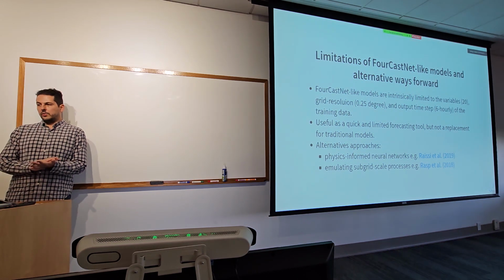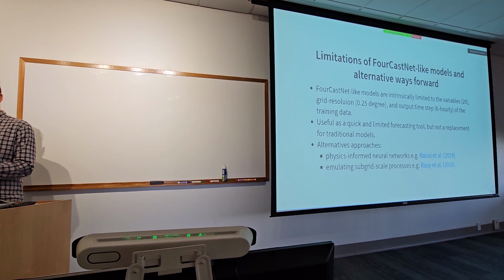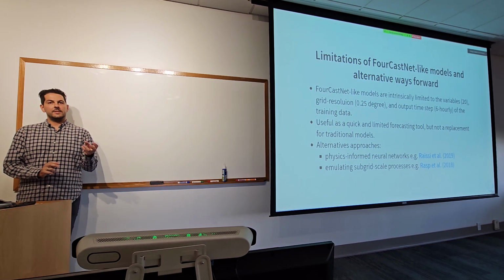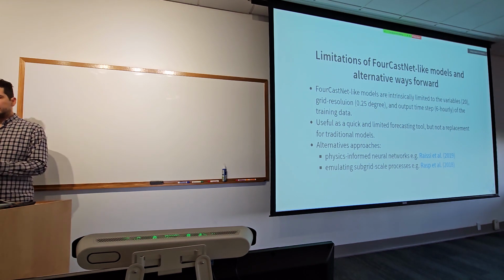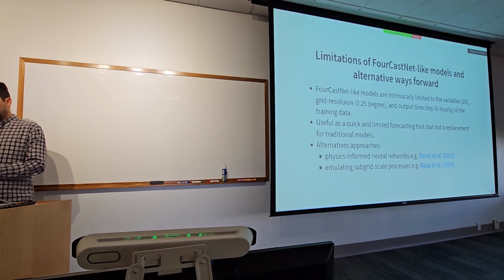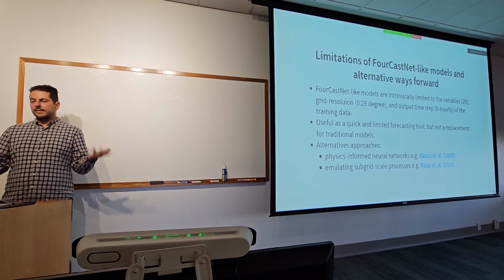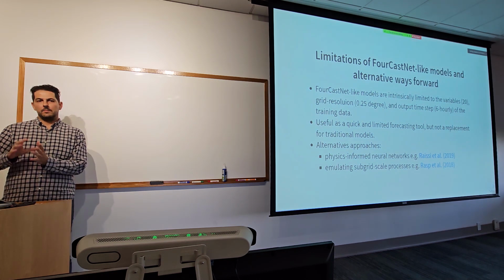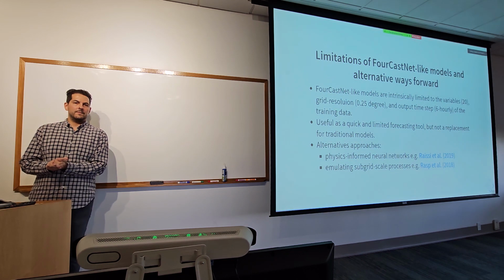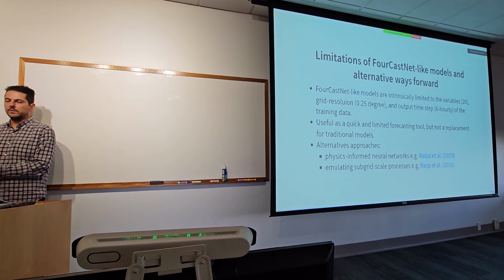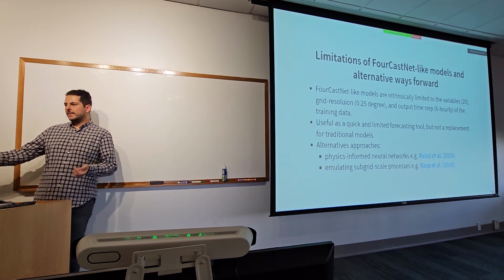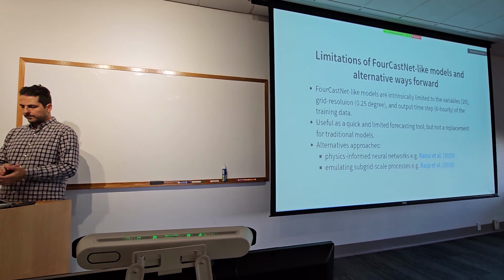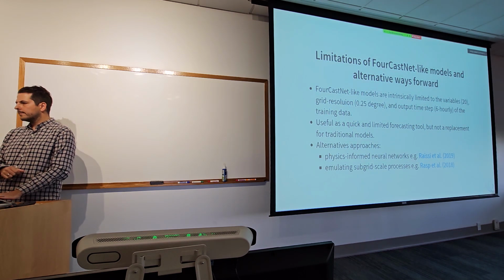And some alternative approaches are physics-informed neural networks, where actual physics terms get emulated by neural networks, or by emulating subgrid scale processes. So these are the really expensive parts and highly parametric parts of ocean and atmosphere models. So think cloud microphysics, boundary layer turbulence, upper ocean mixing, and such things.